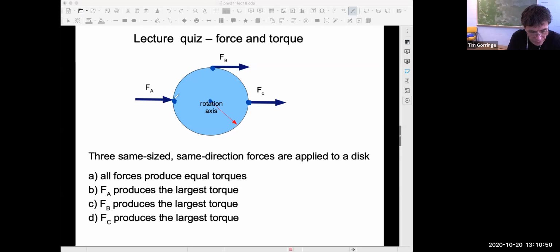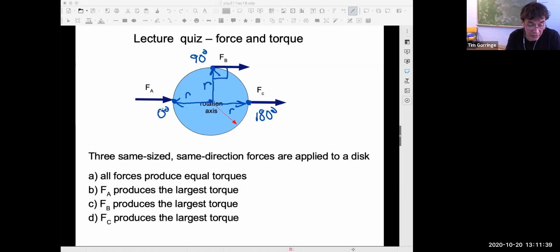But the key thing that's different is that the angle between the force and the vector from the axis of rotation is different for these three different forces. So for example, for FA, R and FA are at 180 degrees to one another. For FB, R and FB are at 90 degrees to one another. And for FC, R and FC are in the same direction. So this was 0 degrees, this is 180 degrees, this is 90 degrees.